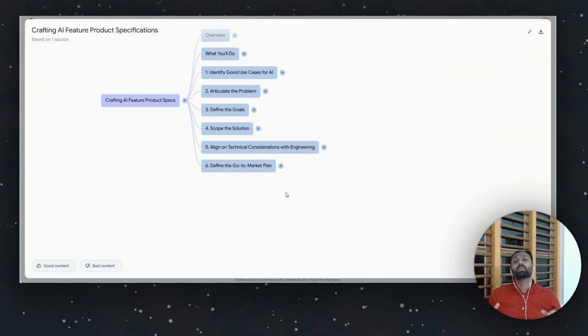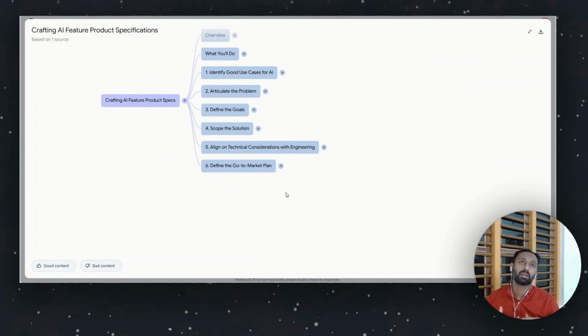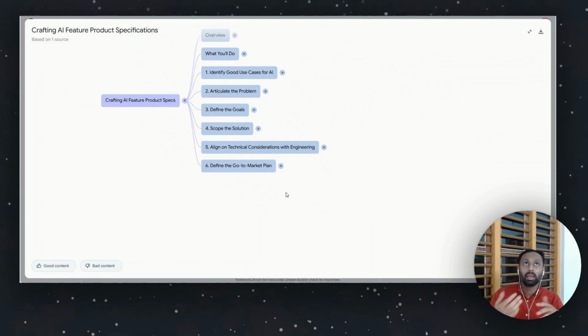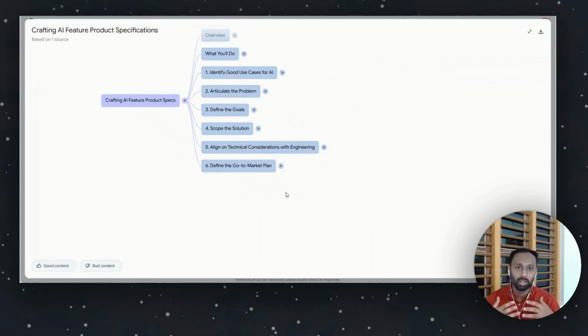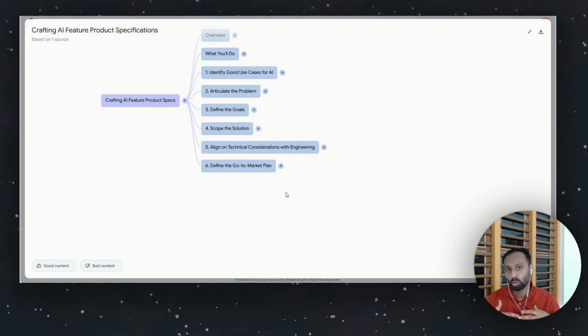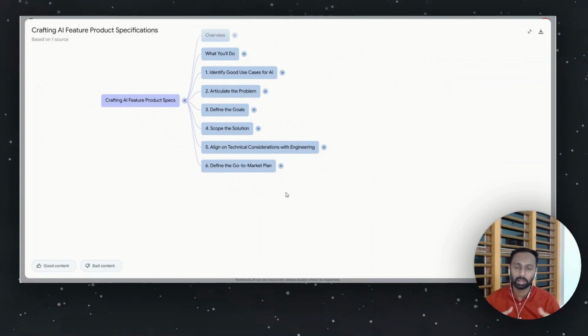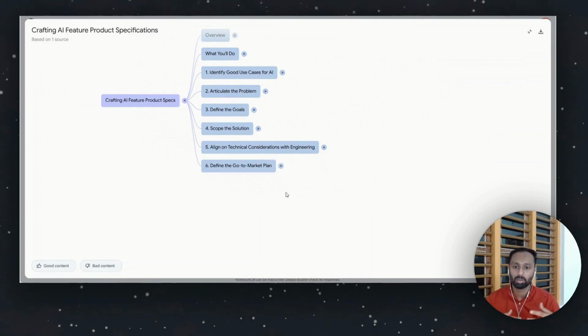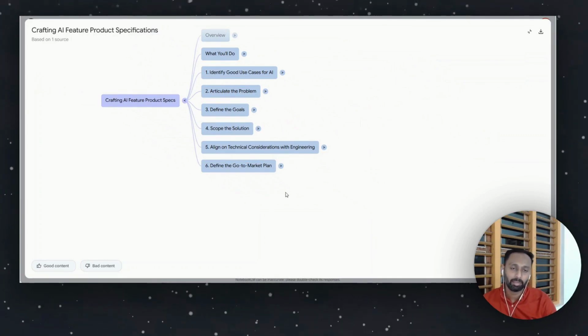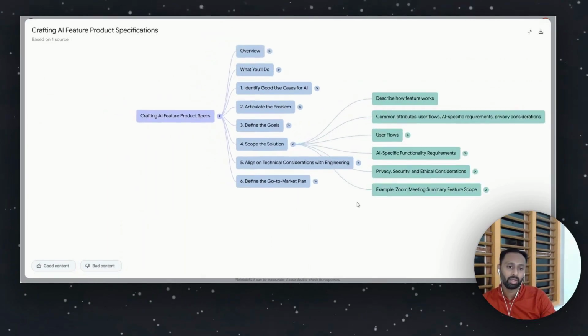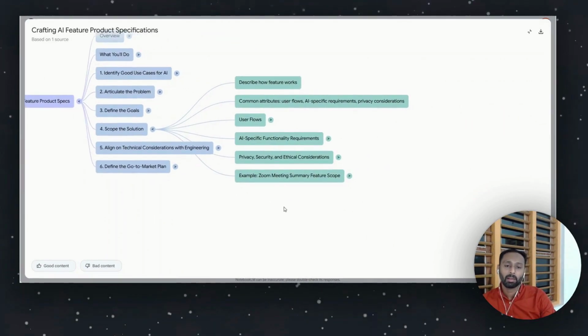Next most important thing is scoping the solution. When it comes to AI features, there are certain things that you really need to look at when you go into scoping the solution, because as I said earlier, it is not deterministic. It's not 0 to 1. So you should be very careful in terms of how you put the quality and stuff in place.